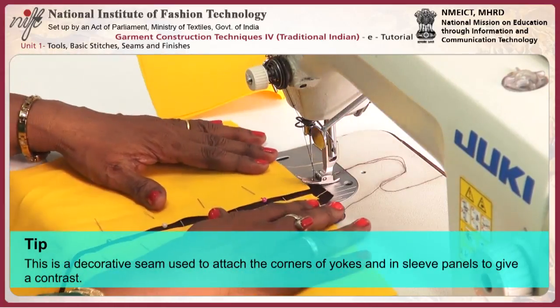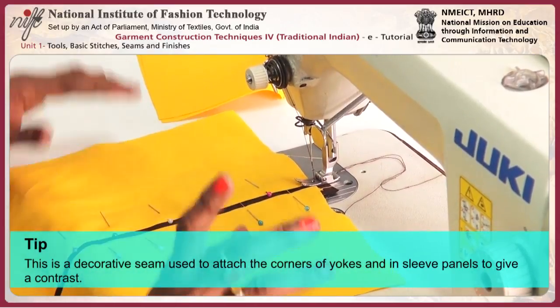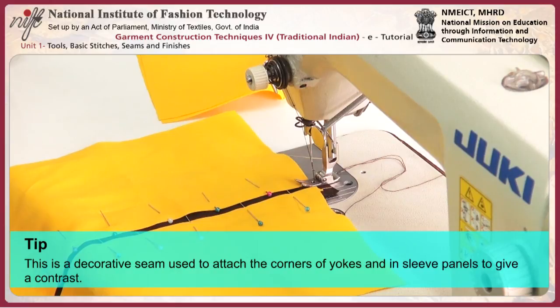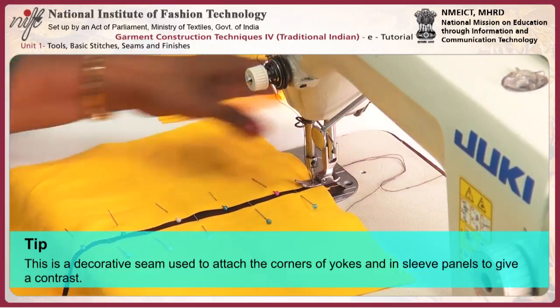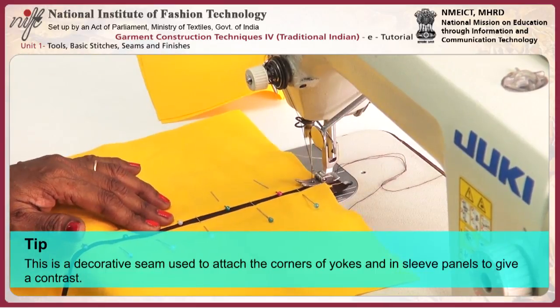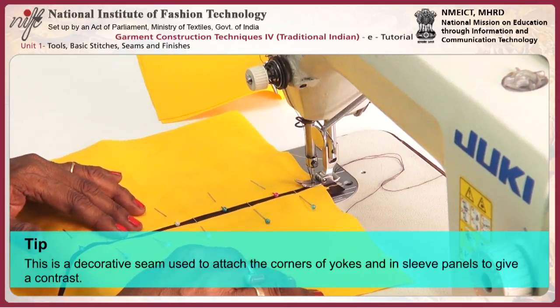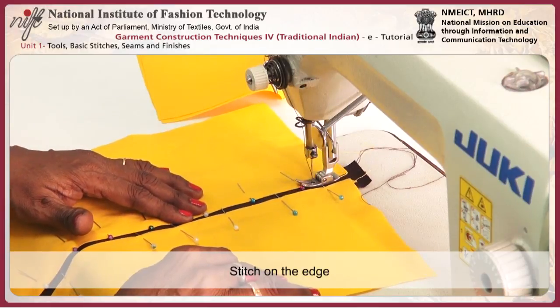As I said, it is a decorative seam used to attach panels and yokes and in sleeve panels, wherever you want to make a design, creating a contrast color in between. You can use a slot seam. This is also as strong as other seams. The fabric selection should be proper. Do the stitch on the edge.